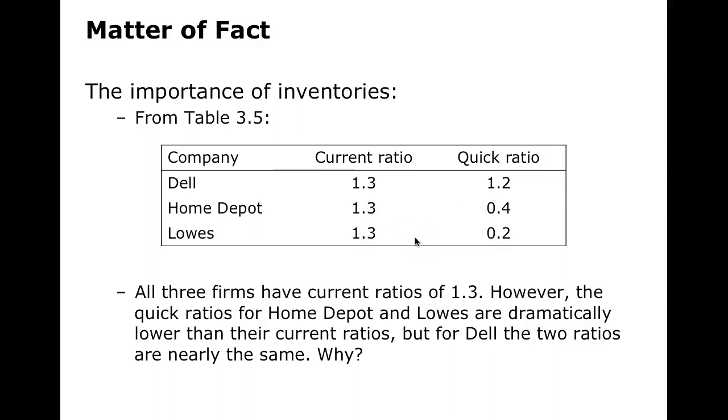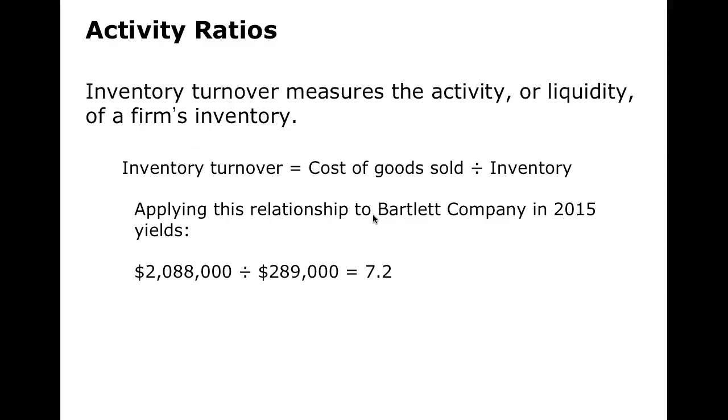So Dell is the most efficient in managing their inventory, and that's why they have the least loss going from current to quick ratio, where Home Depot and Lowe's are holding a lot of inventory. That makes sense because Dell employs just-in-time inventory, so they don't keep a lot of inventory on hand. Home Depot and Lowe's have to stock a lot of inventory on the shelves, and that's why it's important to see what their quick ratio looks like after you take away their inventories.